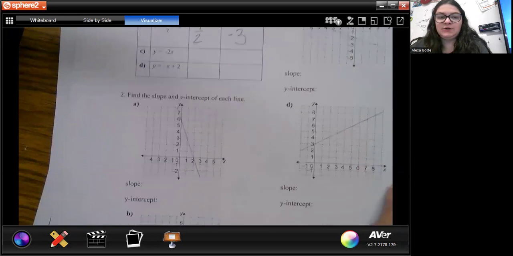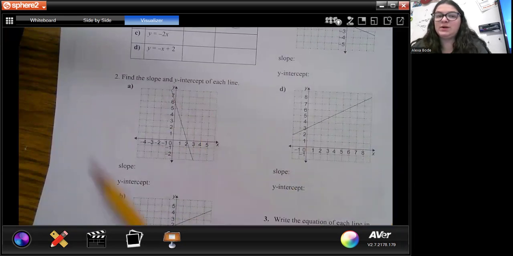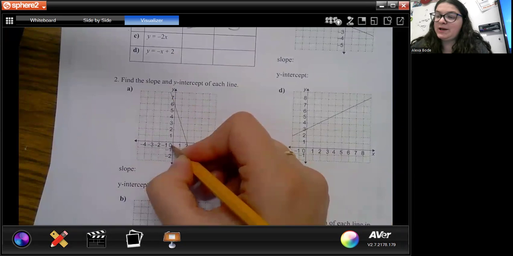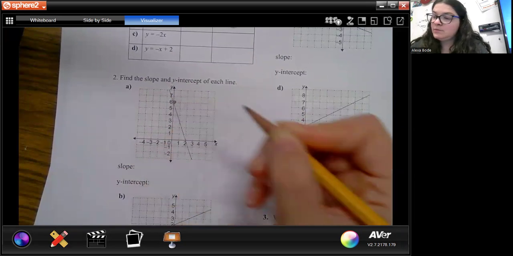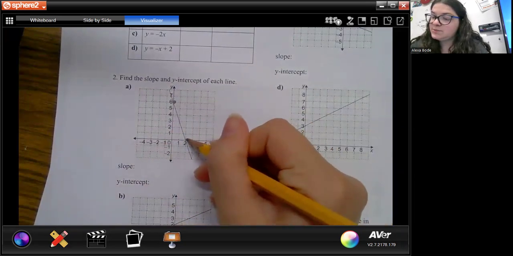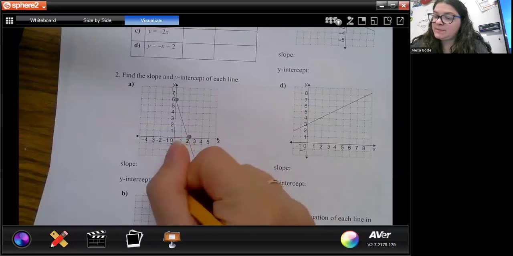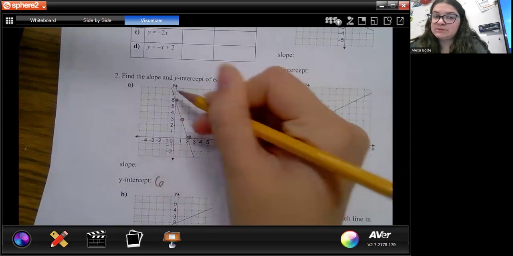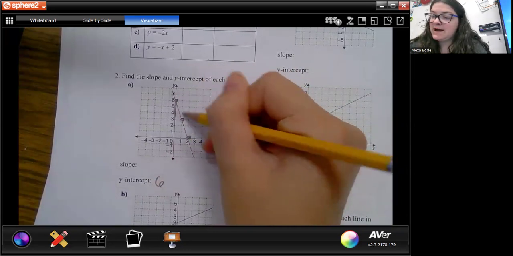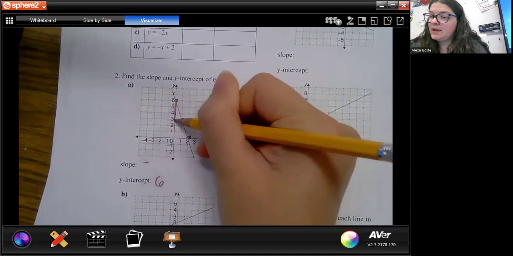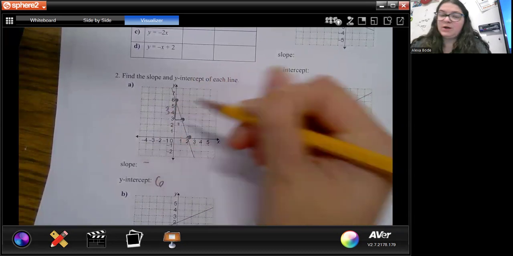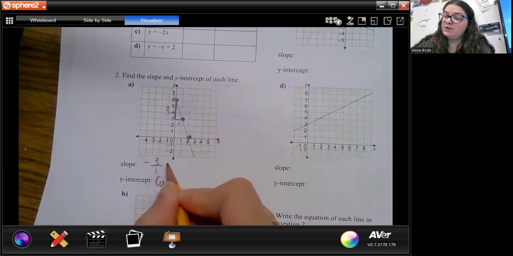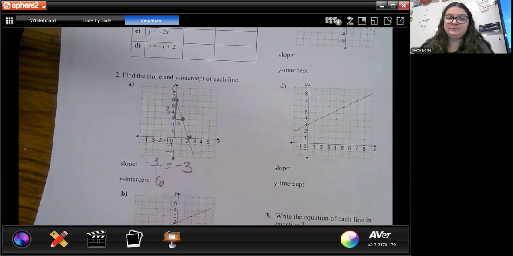Then number 2 here, you're finding the slope and the y-intercept. This page is very, very similar to the front page, the very first page you did. So my y-intercept is 6. My slope, I can just use this point here. I can choose that point too, it doesn't really matter. I'm going down, so it's a negative slope. And it's 3 over 1. So 3 over 1 is equal to -3.